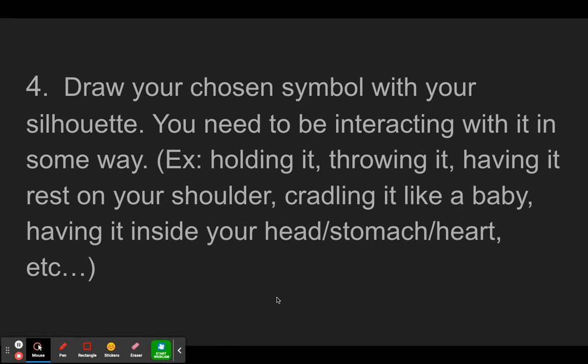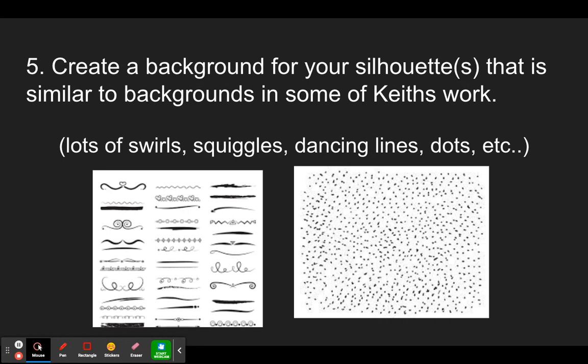The next thing that you want to do is draw your chosen symbol, the symbol that you figured out before, and you want to draw it with your silhouette. You want your silhouette to be interacting with this in some way. It can be holding it, throwing it, having it rest on your shoulder, cradling it like a baby, having it inside your head or your stomach or your heart, anything like that.